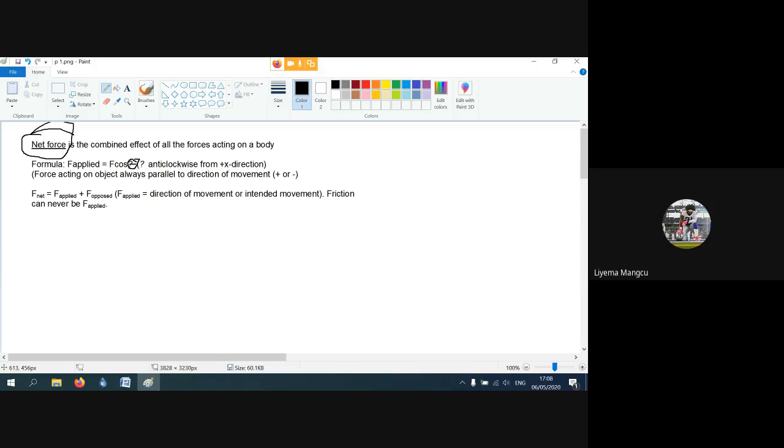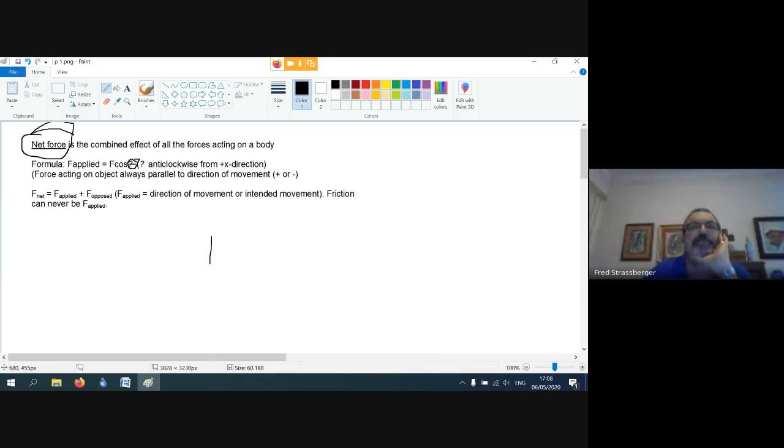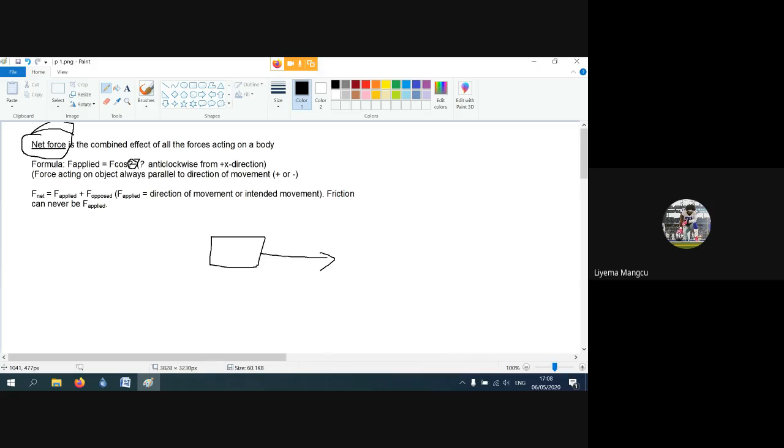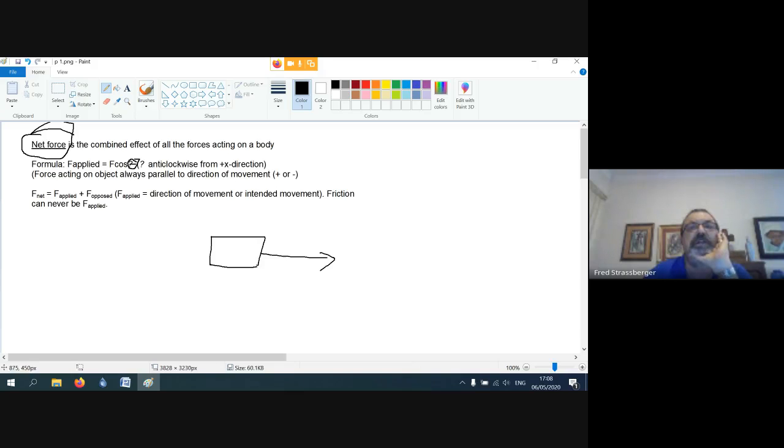So what do I mean by that? Simply this: if that's the object and there's a force exerted on it, and the force having influence on it is parallel to the direction of movement or the intended movement, if it's in a straight line, that's easy.